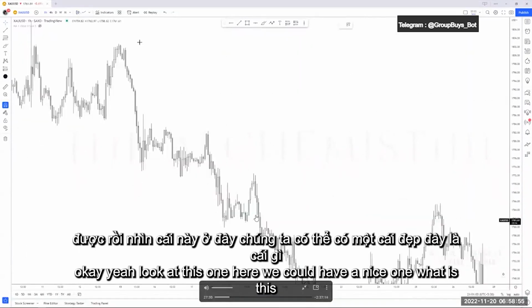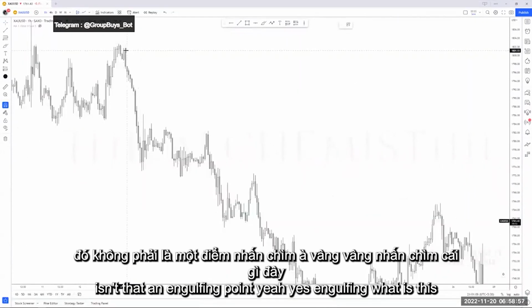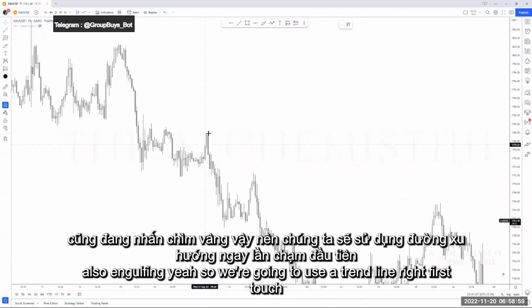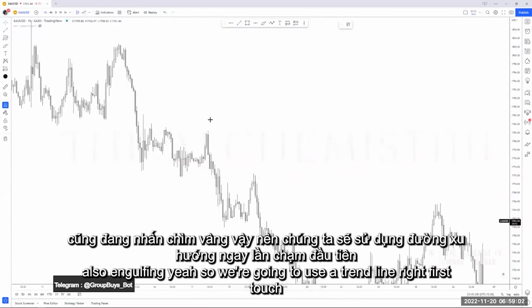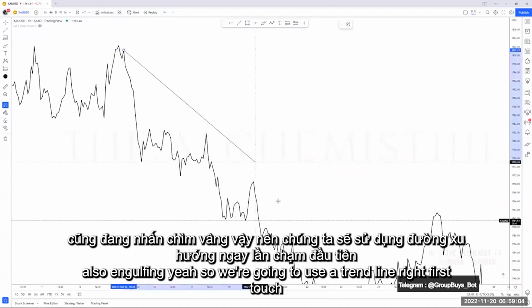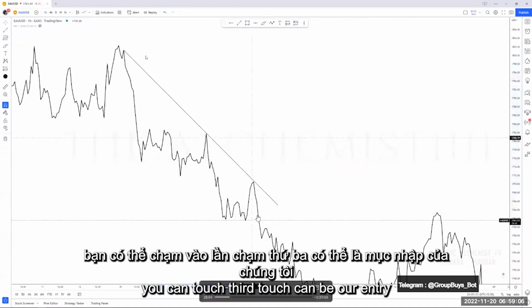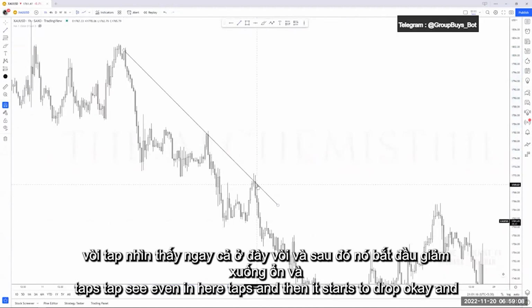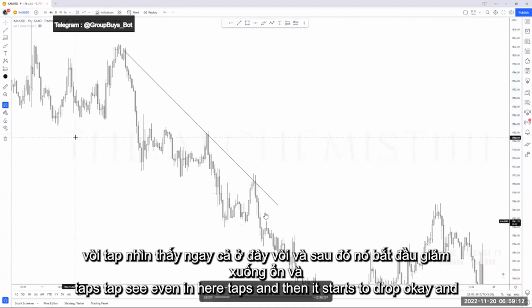What is this? Isn't that an engulfing point? Yeah, engulfing. What is this? Also an engulfing. So we're going to use a trend line, right? First touch, second touch, third touch can be our entry. Taps, see, even in here. Taps, and then it starts to drop.